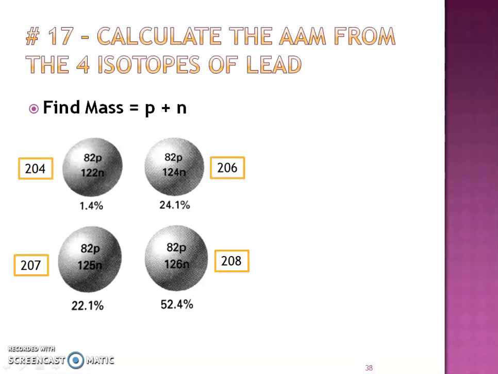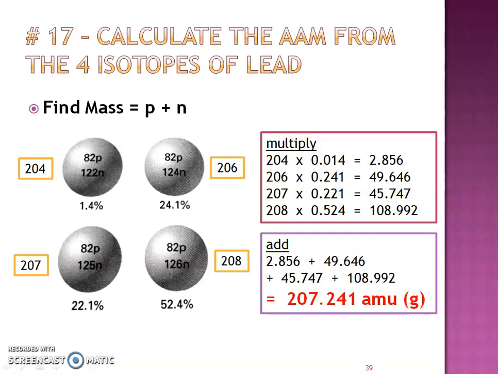Hopefully you got this as your masses for those 4 isotopes. So now you have the mass and you have the percentage. Now you can calculate the average atomic mass, if you didn't do so already. And there's the work and your overall answer.